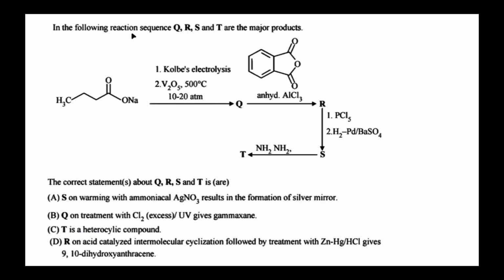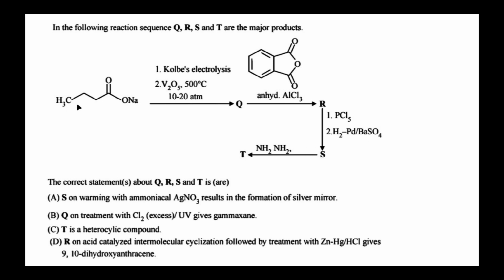The next question is: in the following reaction sequence, Q, R, S and T are the major products. For example, sodium salt of a carboxylic acid is given. It undergoes Kolbe electrolysis, followed by V2O5 at 500 degrees centigrade, to form compound Q. Then it is treated with phthalic anhydride, giving compound R. Then compound R is treated with PCl5, followed by Lindlar's catalyst, H2 with Pd/BaSO4, giving S. Then it is treated with hydrogen to give T.